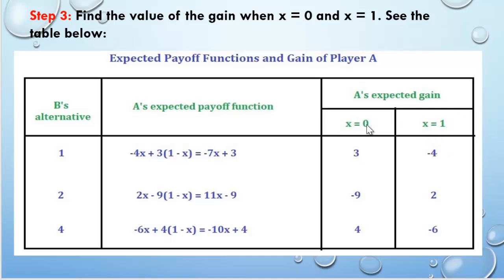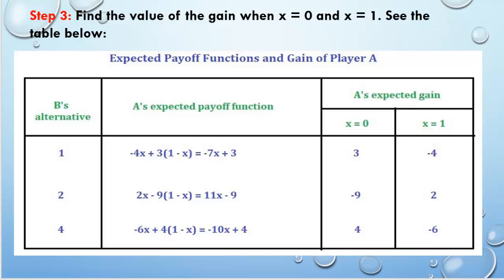We substitute x equal to 0 in -7x plus 3. If x is 0, this is gone, so the answer will be 3. But if it is 1, -7 into 1 is -7, and -7 plus 3 is -4. So you will see here -4 coming up and 3 coming up. Obviously we will be choosing 3 if we look at A's expected gain. Same here: you substitute x equal to 0 or x equal to 1. If you substitute x equal to 0, this is gone and it will be -9. If it is 1, that is 11 minus 9, that is 2. For this one, again, we get the values 4 and -6.